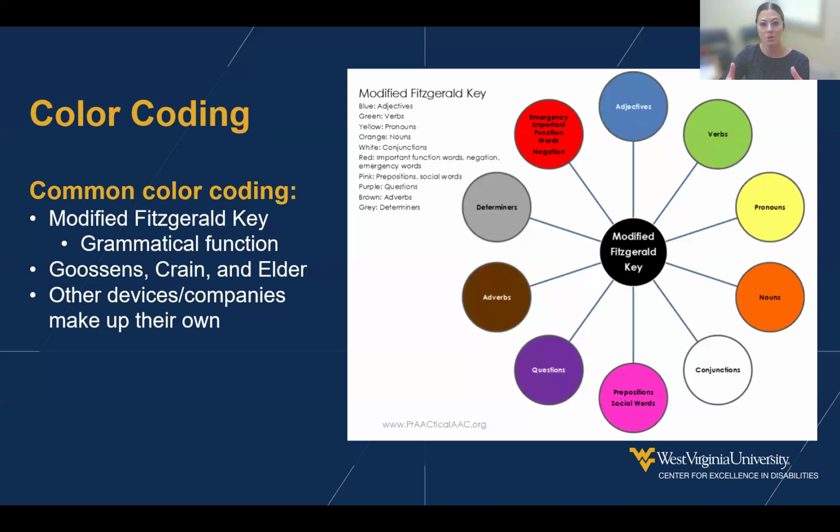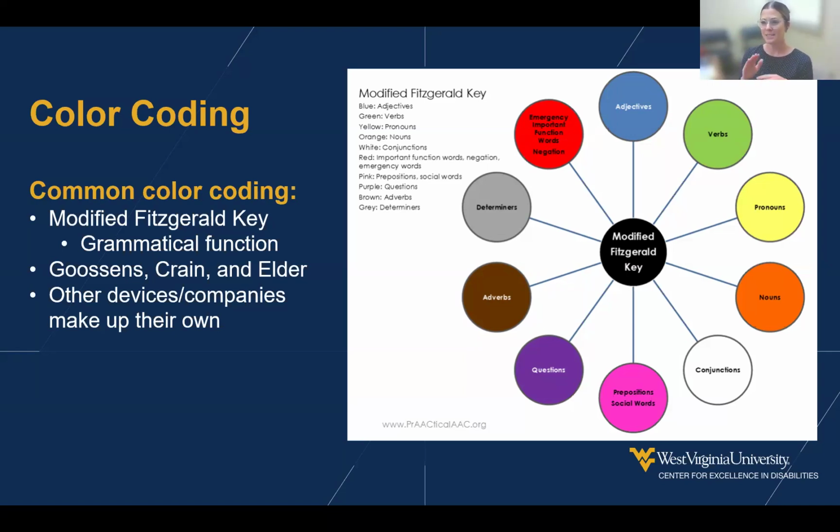So immediately I'm going to look for orange. Then that's how they're going to use it. So another example of that would be the Goossens, Crane, and Elder. And it's very similar in that it's grammatically organized. It's just got a little bit of a different color code. And then other devices and companies make up their own. And I don't know why. They just do. And so I can't explain the reasoning why. They just make up their own things, right?